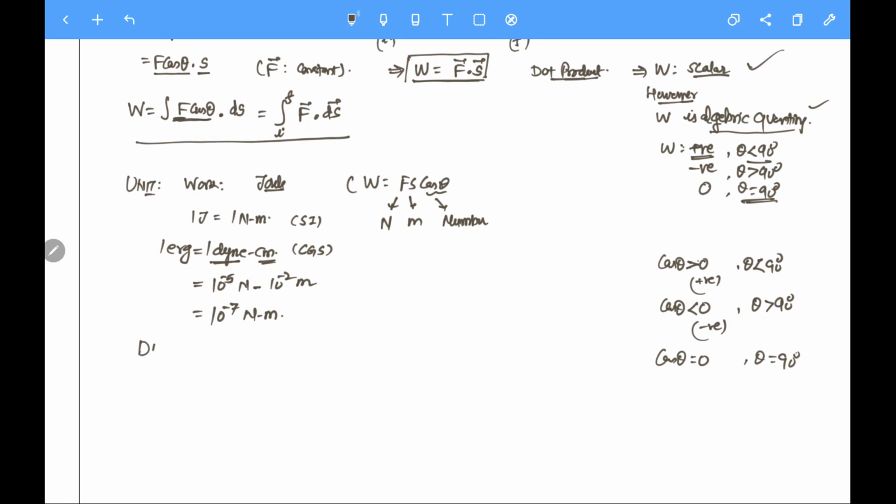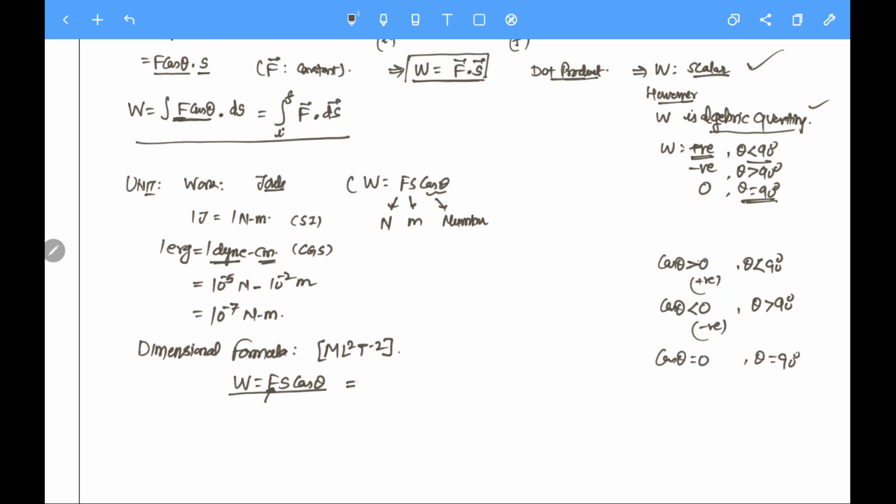If we have to find the dimensional formula of work, then it is ML²T⁻². It can be written easily with the formula W = Fs cos theta. Here we again mention that this formula is applicable when F is constant. If F is not constant, then we have to use the integral method.